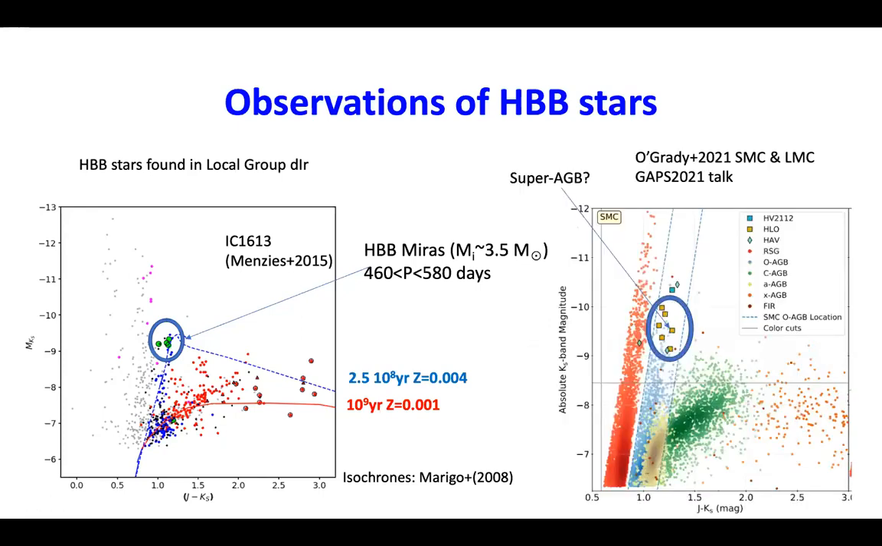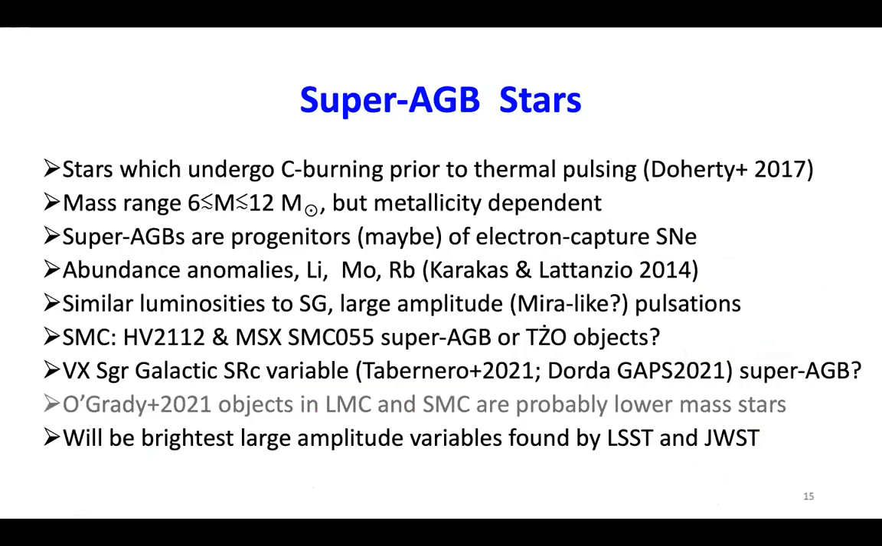This made me rather surprised to see this recent paper by O'Grady et al., and she has a talk at this meeting, a very interesting talk describing super AGB stars. But she's suggesting that the equivalent stars in the SMC and in the LMC are actually super AGB stars. If she's correct, I do wonder what's happened to the 3, 4, 5 solar mass stars, but I guess this is an example of the kind of difference that you get using different theories.